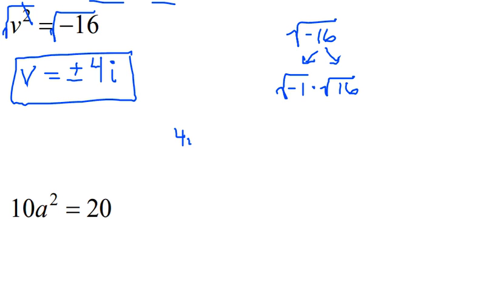So if we did negative 4i and we squared it, that would be negative 4i times negative 4i, which would be 16i squared. i squared is negative 1, so that's negative 16, which is what it's supposed to equal. So that's why it's a solution. That is the zero for this equation that we've got right there.